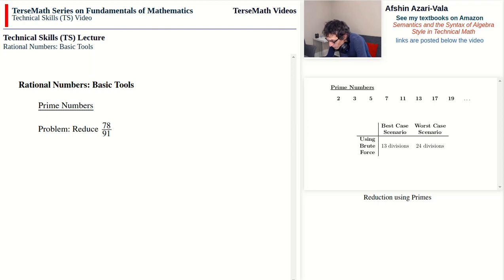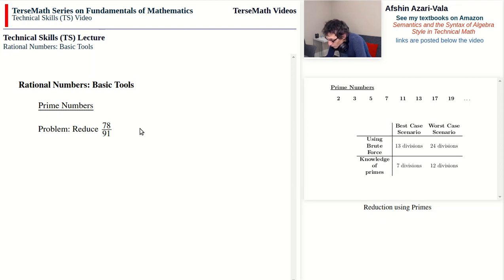Now with the knowledge of primes, the number of divisions that we have to do to reduce 78 over 91 goes down by a lot. If you take a look, now to get to 13, in the best case scenario, 1 division for each number. There will be 1, 2, 3, 4, 5. And then 13 works for both the top and the bottom, so 2 for that one. That's 1, 2, 3, 4, 5, 7. So we have 7 divisions. In the worst case scenario, 2 divisions for each. So 2, 4, 6, 8, 10, 12 divisions.